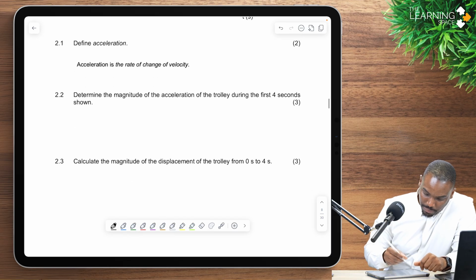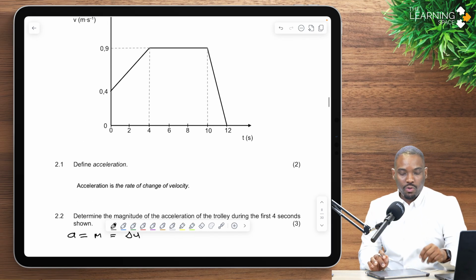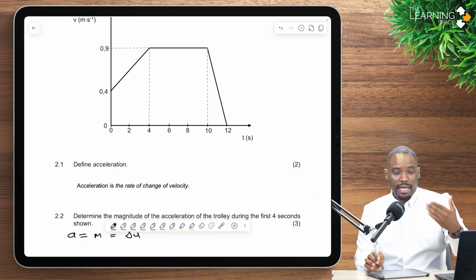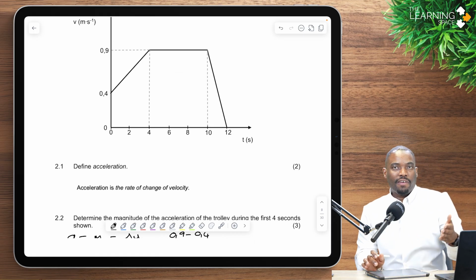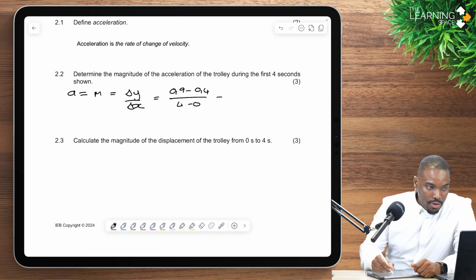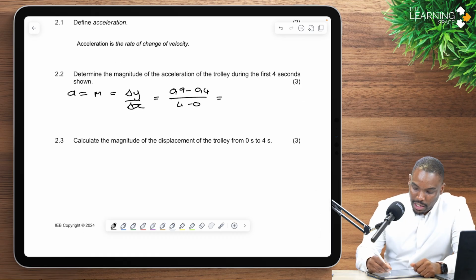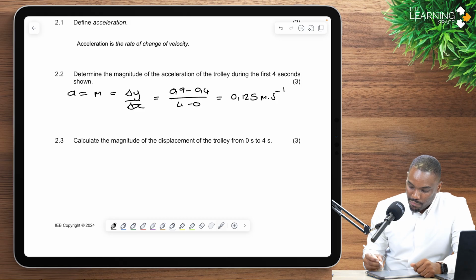So as we see there, our acceleration is going to be equal to the gradient, right, which is going to be our change in y over our change in x. Let's substitute our values, y final minus y initial. That's 0.9 minus 0.4 divided by delta x, right? X final minus x initial, that's going to be 4 minus 0. You can simply pop that into your calculator, and you should get an answer of 0.125 meters per second. And again, they asked for the magnitude.